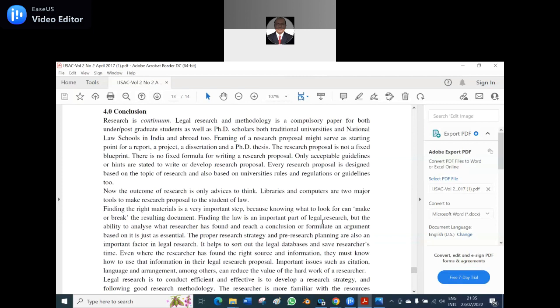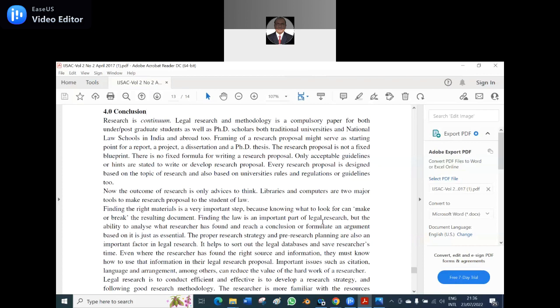Legal research and methodology is a compulsory paper for both undergraduate and postgraduate students as well as PhD scholars. Both traditional universities and the National Law Universities of India, which are specialized universities where honors are offered, teach it. In other countries, the LLB would be a 4 years course, and in some countries it is a 3 years course. In the same country, sometimes it's a 4 years course and sometimes a 3 years course, depending upon whether it is a public university or a private university.